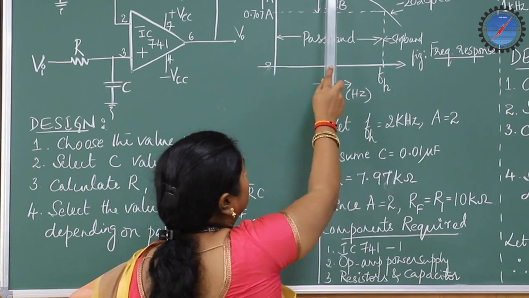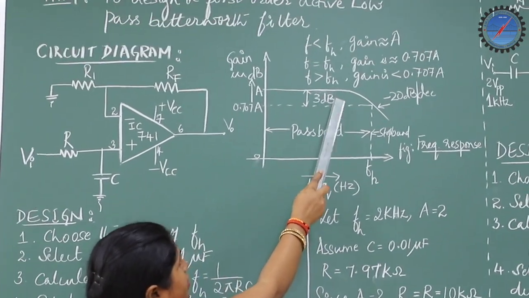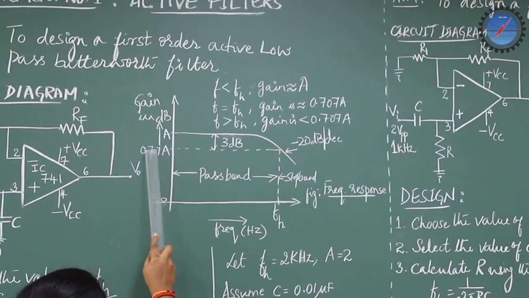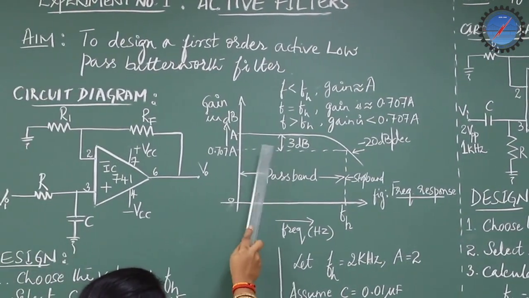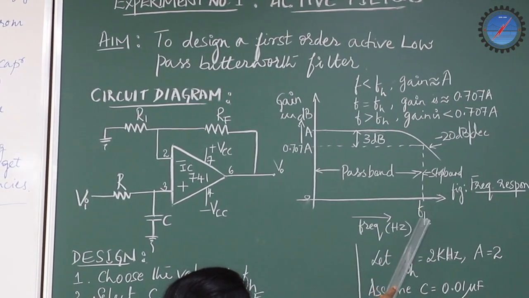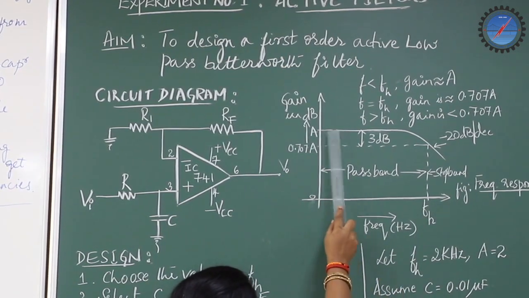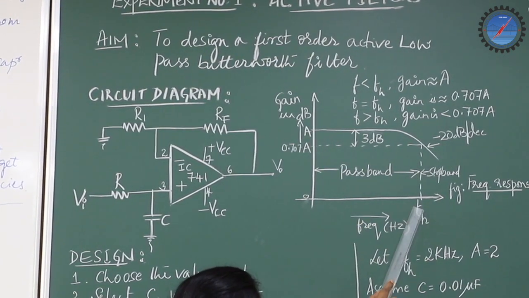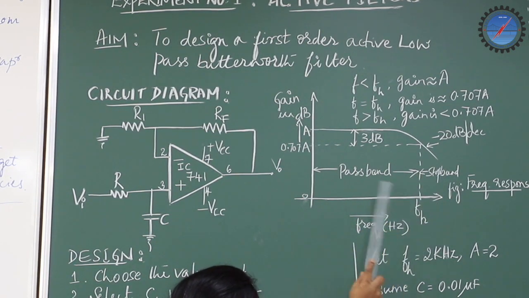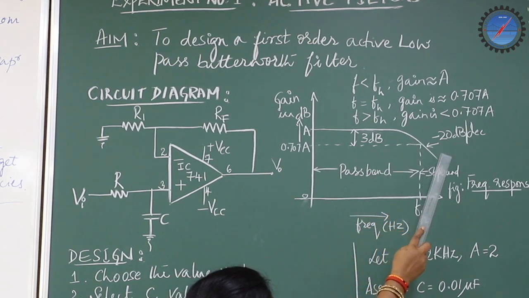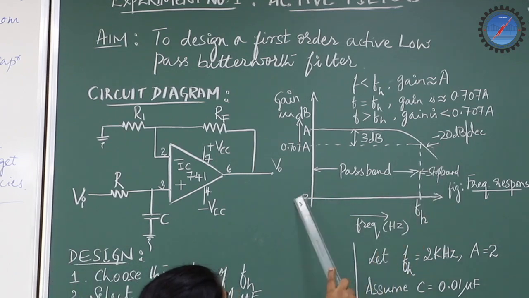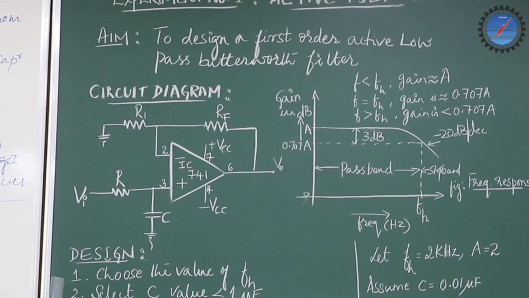When the input signal frequency is greater than the upper cutoff frequency, the gain is less than 0.707 times A. As you can observe here, from 0 to the cutoff frequency our gain is constant, and after that it is decreasing. Beyond the cutoff frequency, the gain decreases at a rate of minus 20 dB per decade, which is nothing but the roll-off rate. Next we'll move on to the design part.